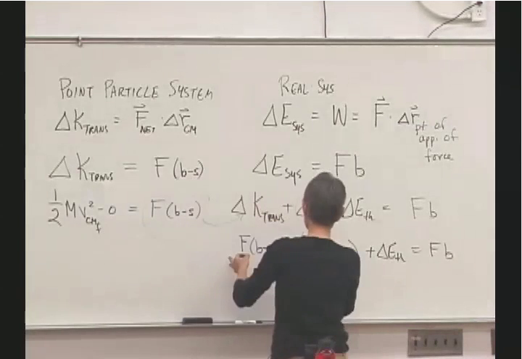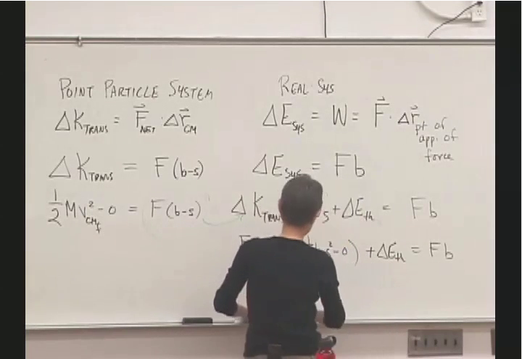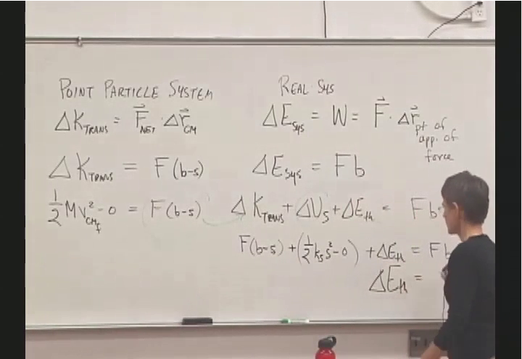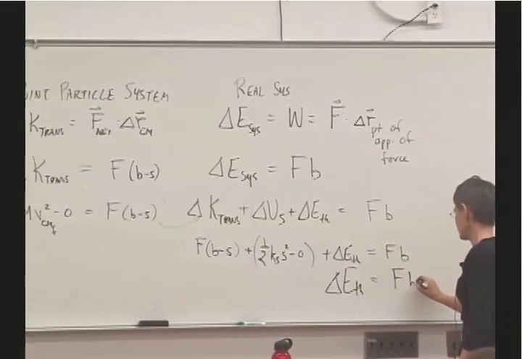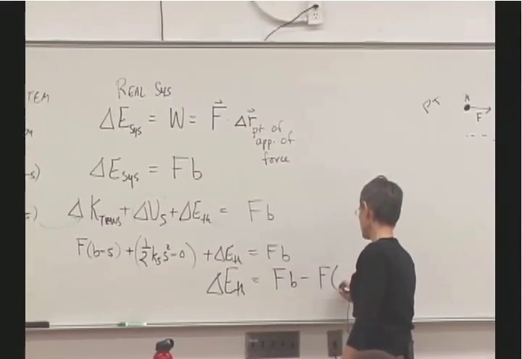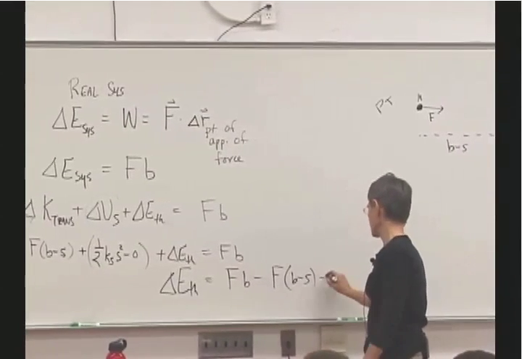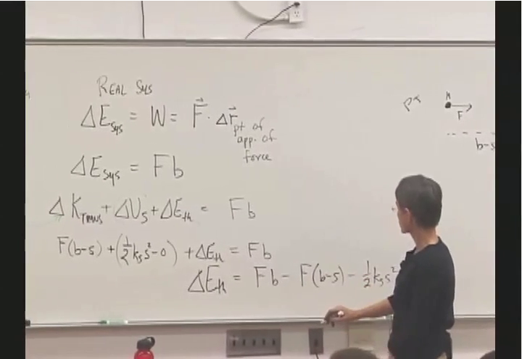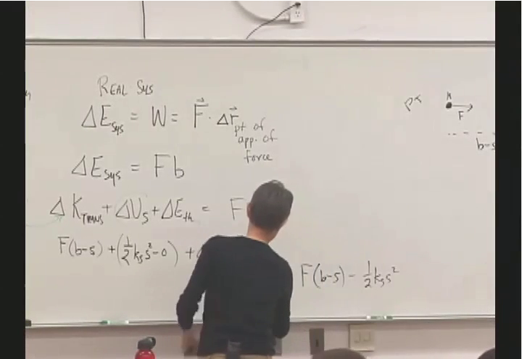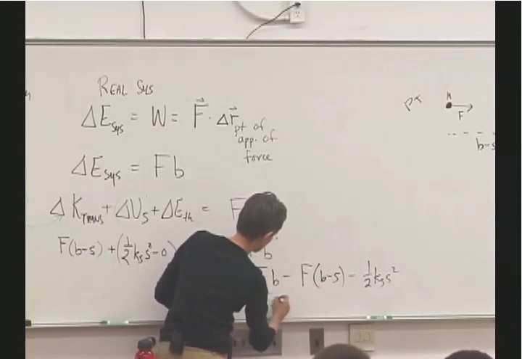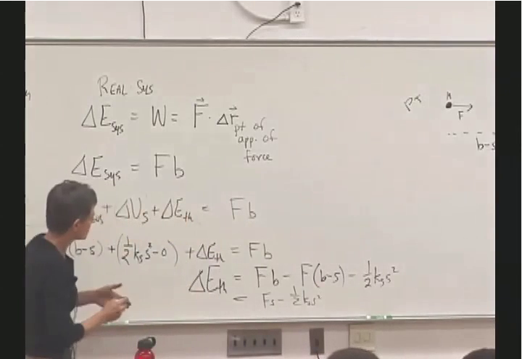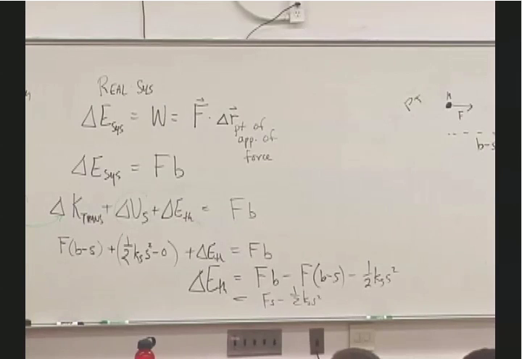Okay, so actually what we know, we can solve for delta E thermal in this case, right? So we get the change in thermal energy, the amount of energy that went into heating the ball in the box, is F times B minus F B minus S minus a half K sub S S squared. And that looks like it's equal to F times S minus a half. So actually we got more information than we might have thought possible.